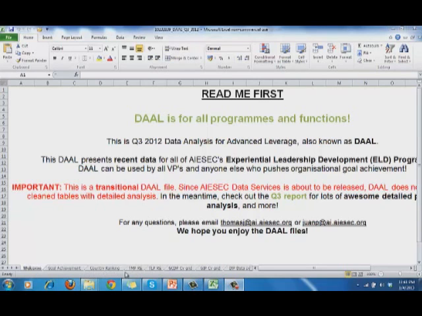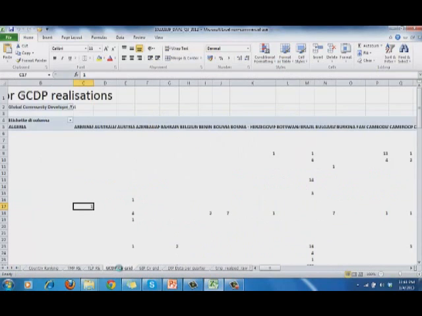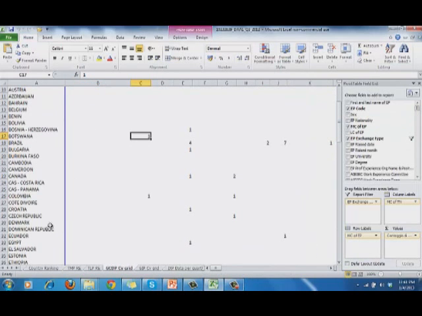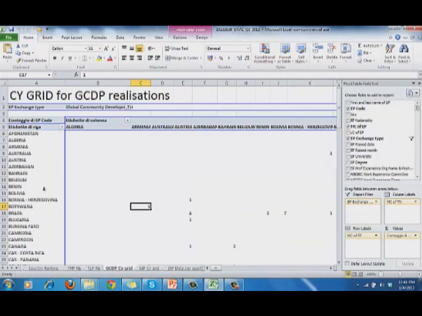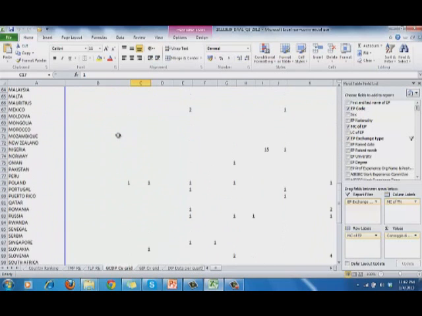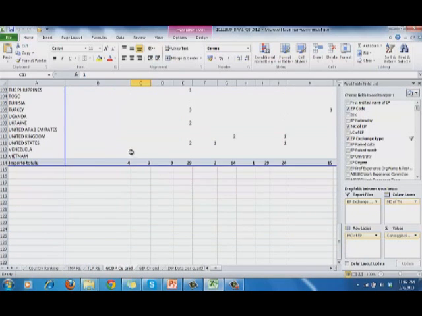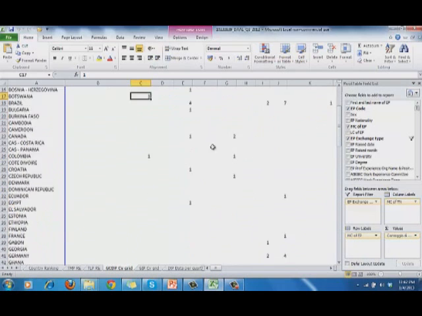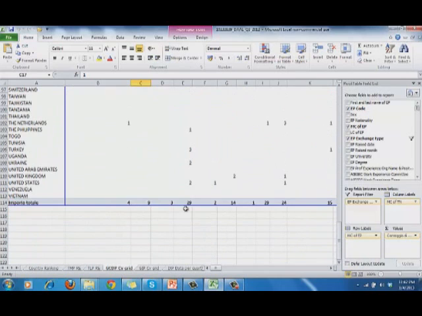So we would go to GCDP country RIT. By scrolling down, we will be able to see the TNs that were GCDP that was realized during quarter 3. And we could know GCDP are realized in these areas: Armenia, Australia, Austria, and so on.